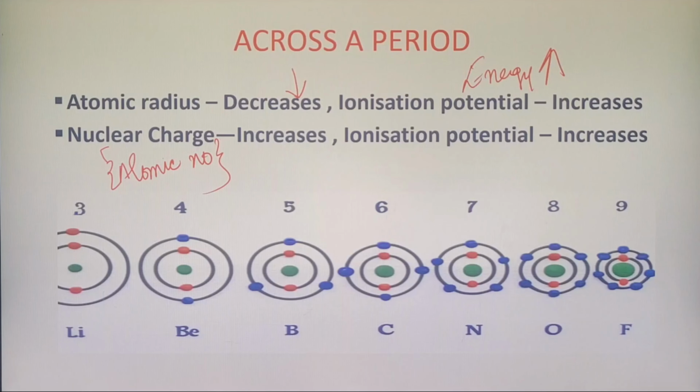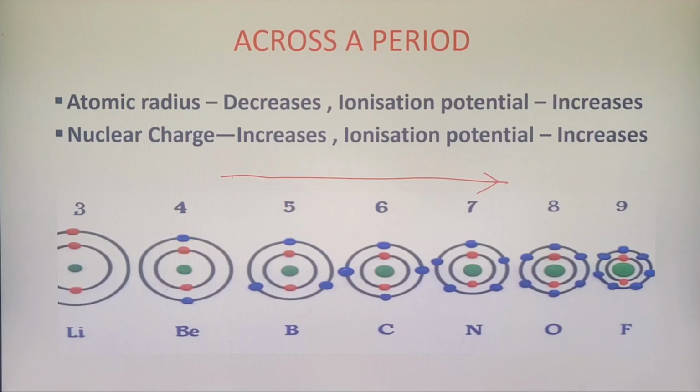So what is the atomic number of lithium? Lithium has an atomic number of 3, beryllium has 4, boron has 5, carbon has 6, 7, 8 and 9. Clear? As I am moving from left to right, the nuclear charge is increasing, or can I say the nucleus is becoming more and more powerful.